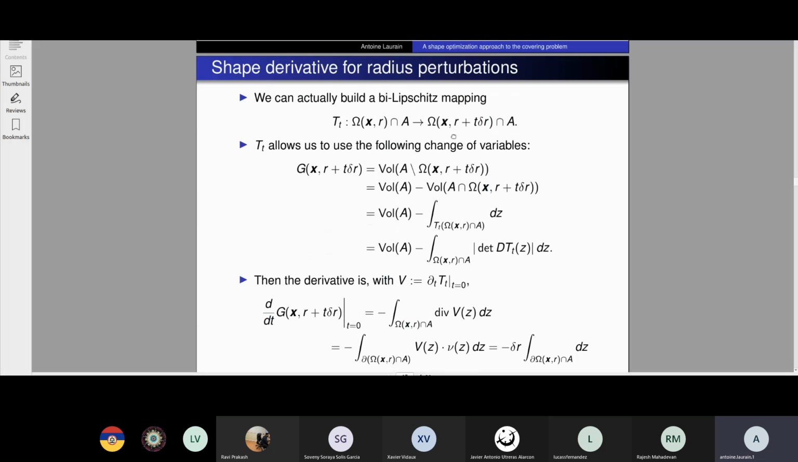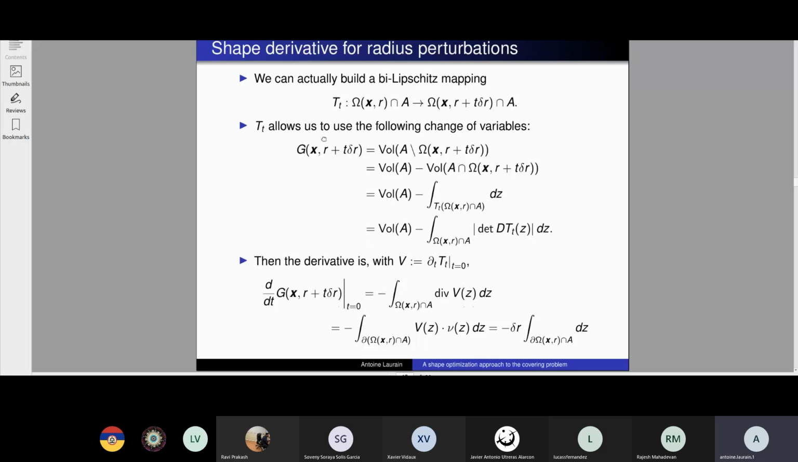Okay, so now I'm going to show how to use this to compute the derivatives of G. So it's relatively simple for the first derivative. Once you have built this mapping capital T, which maps this set omega intersection with A to the set omega with the perturbed radius R plus T delta R intersection with A, then we use a change of variables.